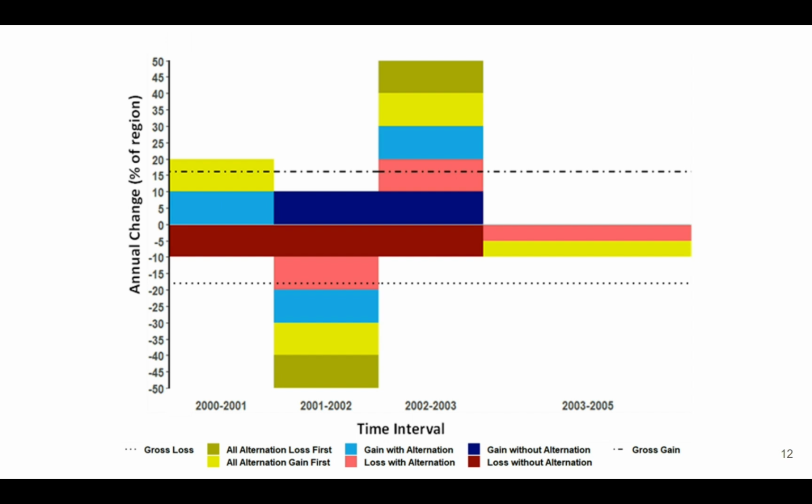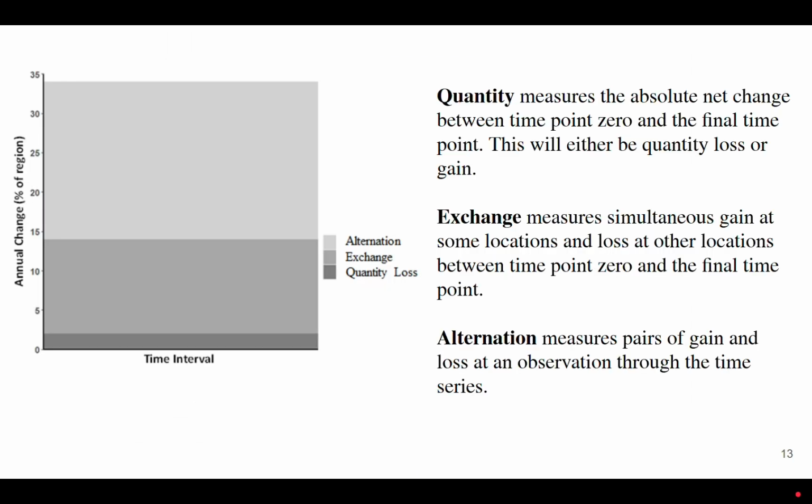The colors within the stacked bar plot show how the gross losses and gross gains derive from the trajectories. During 2001 to 2002, a portion of the gross loss derives from the light blue trajectory of gain with alternation, because any alternation derives from gain during one time interval and loss during another time interval. The next figure summarizes all the gross changes during the time series.